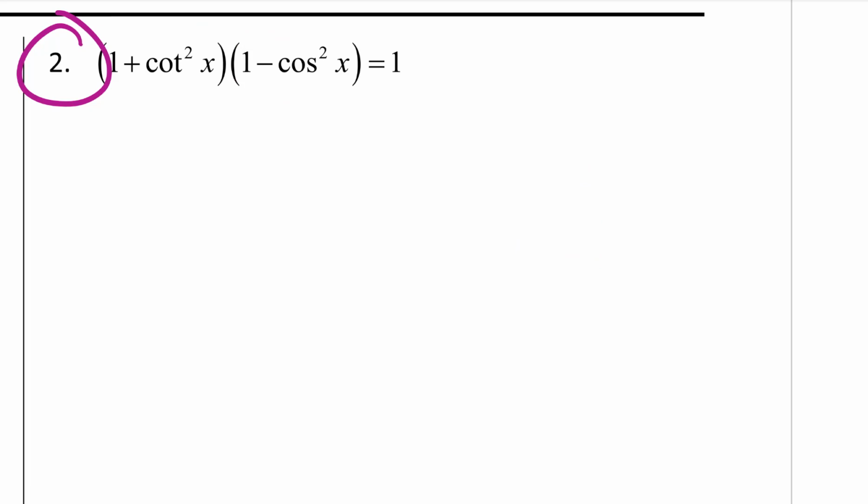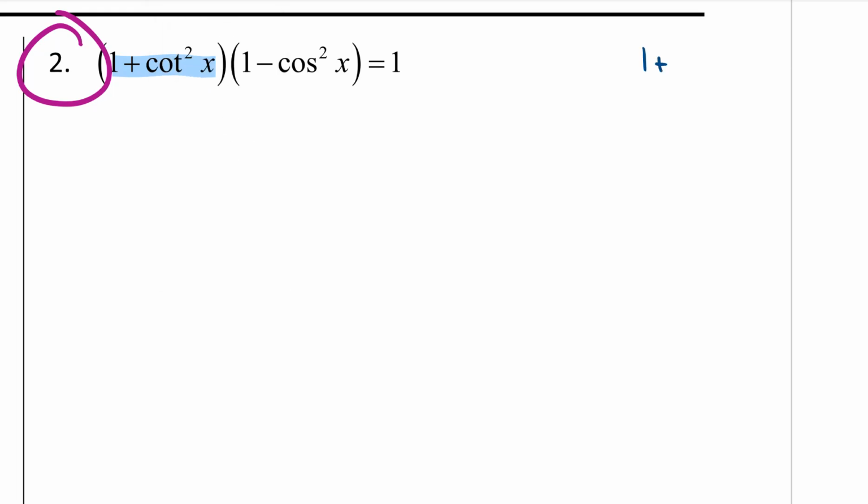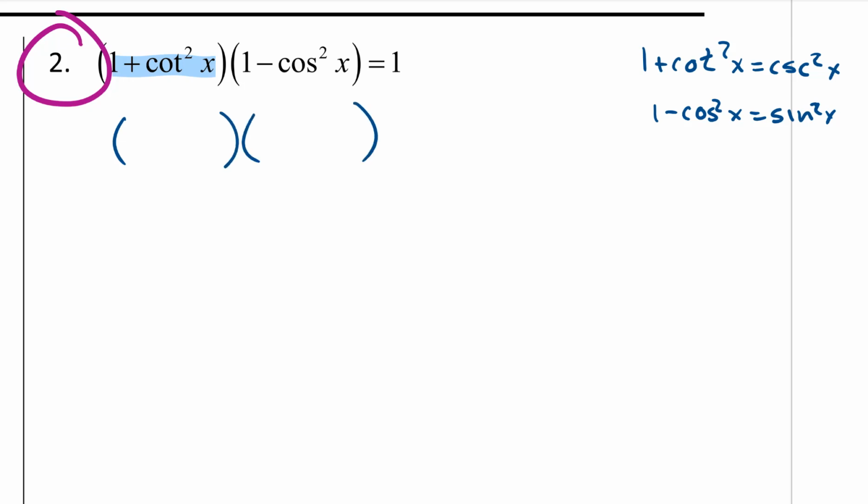So with everything getting large and looking terrible like that, I'm like, maybe there's a better way. And there is. The fact that you have a 1 plus cotangent squared, that's exactly that one formula. 1 plus cotangent squared of x is equal to cosecant squared of x. And we know that 1 minus cosine squared of x is equal to sine squared. So you can replace these 2 things right off the bat. It's going to be much, much quicker.